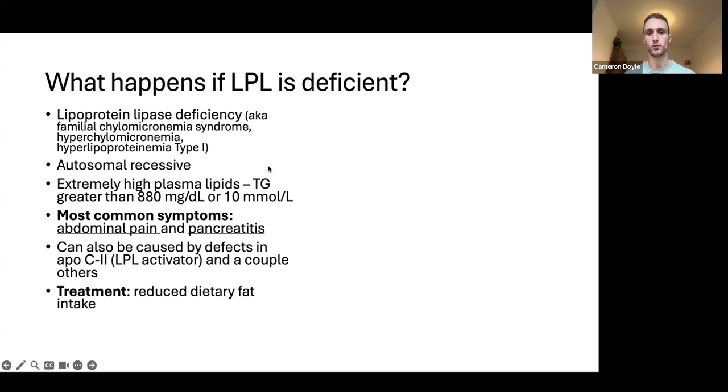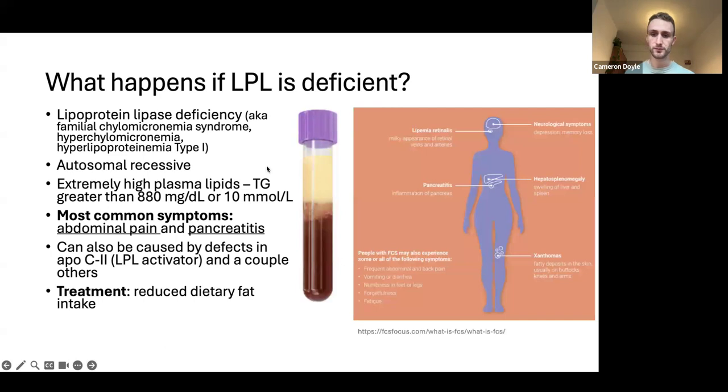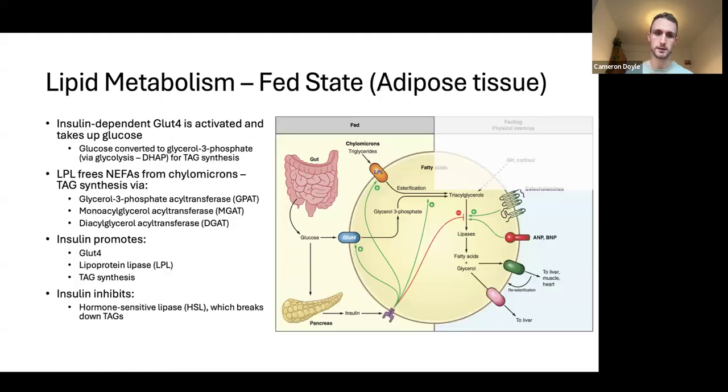So what happens if you're deficient? If you're LPL deficient, then you can get a whole host of different conditions. And these will cause elevated levels of circulating triglycerides, which can cause things like abdominal pain and pancreatitis. Treatment for these conditions is essentially reducing your fat intake. This is a nice little diagram. These are the symptoms you can get, and this is what a blood sample would look like in someone who had something like hyperchylomicronemia or any of these other LPL deficient diseases like hypercholesterolemia as well, which we'll talk about later.